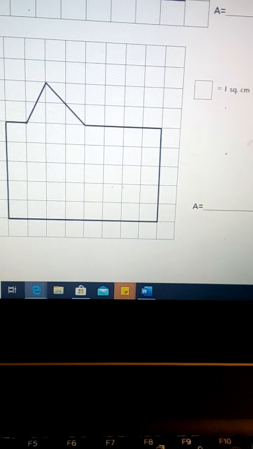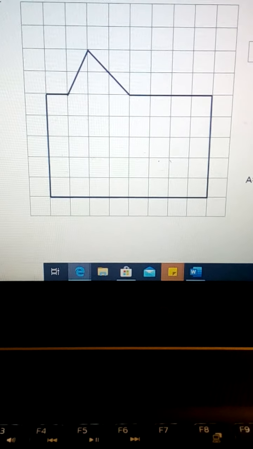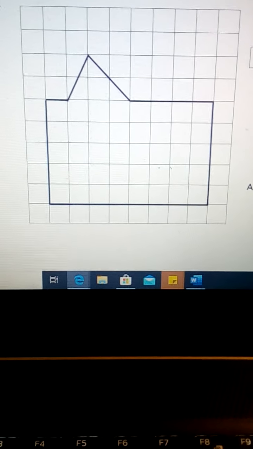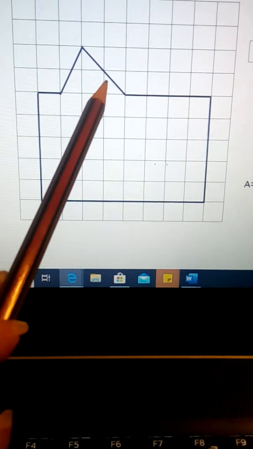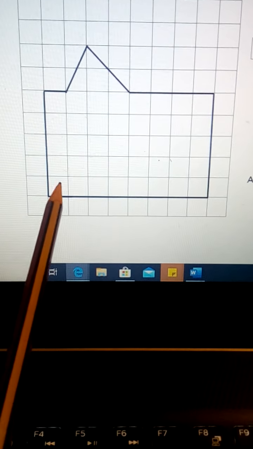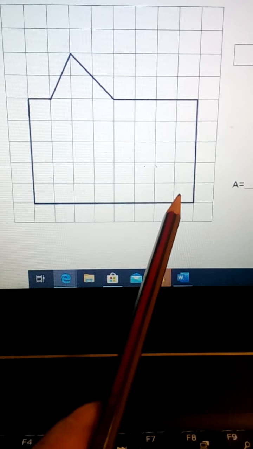Okay, so problem number 2. Let's go ahead and divide this shape into a rectangle and a small triangle. Let's first figure out the dimensions of the triangle. For the triangle, we have a base of 1, 2, 3 units, and our height is 1, 2 units. Next, let's find the dimensions of our rectangle. Our length is 1, 2, 3, 4, 5, 6, 7, 8 units, and our width is 1, 2, 3, 4, 5 units.